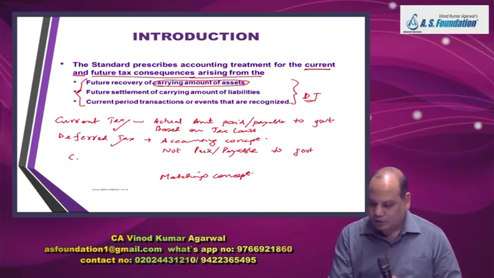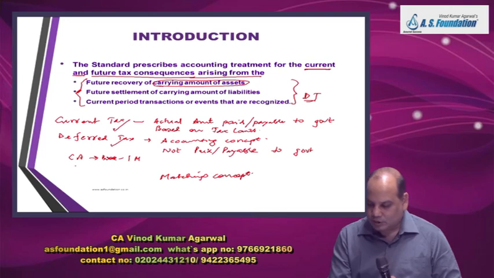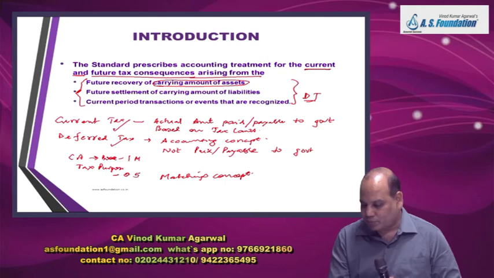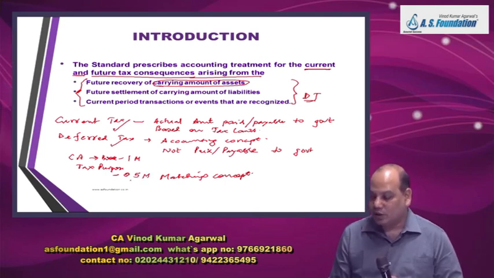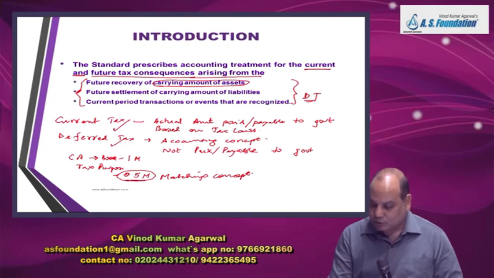Carrying amount of an asset in the books is 1 million. But for the tax purpose, its value is only 0.5 million. In income tax law, you can only deduct in future 0.5 million. So what will happen now?